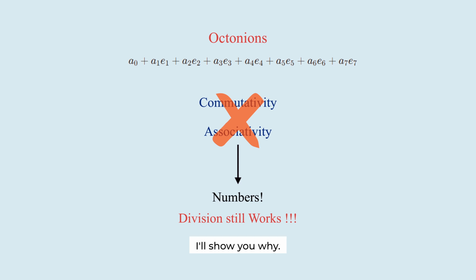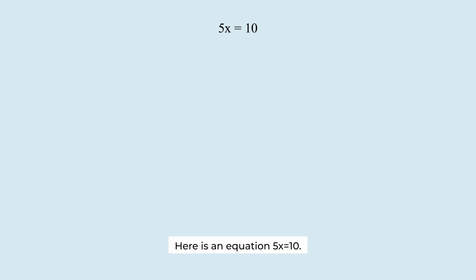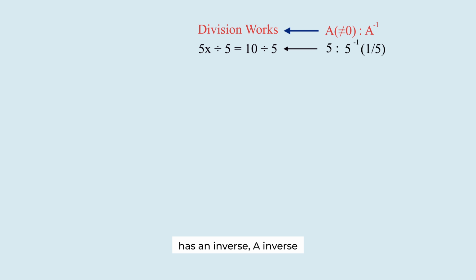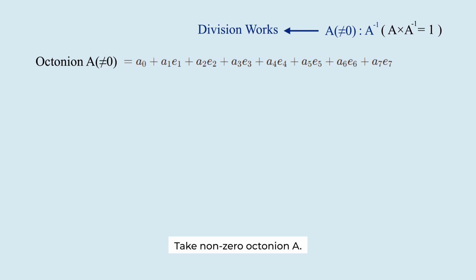I'll show you why. Here is an equation, 5x equals 10. We can divide both sides by 5 because 5 has an inverse, 1/5. Division works if every non-zero element a has an inverse a inverse, such that a times a inverse equals 1. Take a non-zero octonion a. All ak are real numbers.